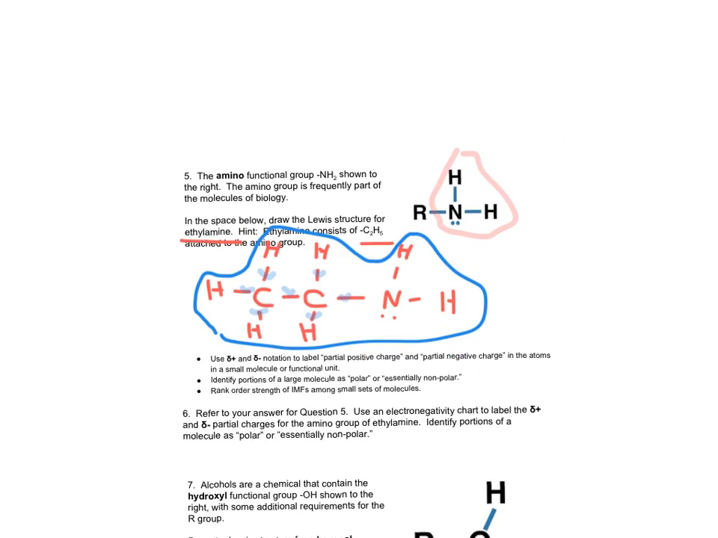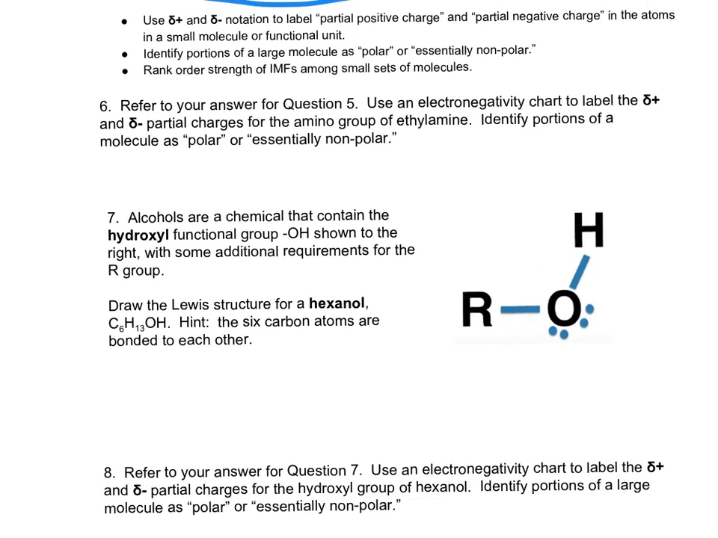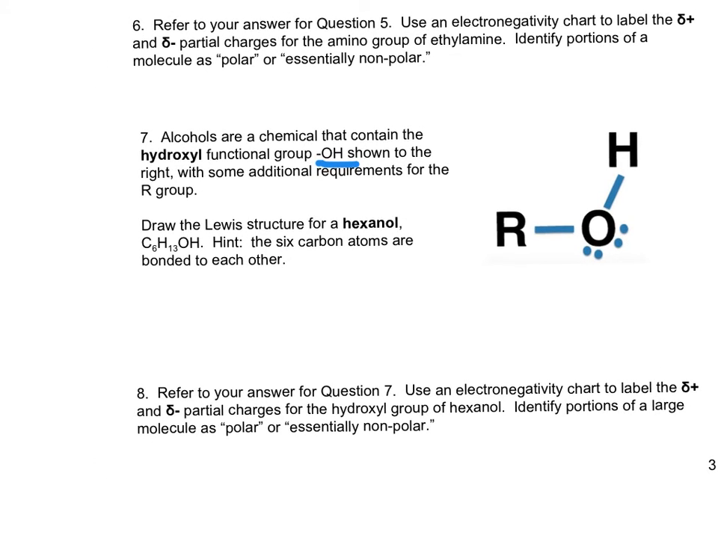All right, there may be one more functional group question on here. So once again, I am giving you the name of the functional group, hydroxyl, writing it to you in paragraph form, if you will, and then I'm also giving you the structure. And on no part of the actual test do you have to know the names of these. So this says, draw the Lewis structure for hexanol. Wow, that looks like a pretty big molecule. Hint, the 6 carbon atoms are bonded to each other.